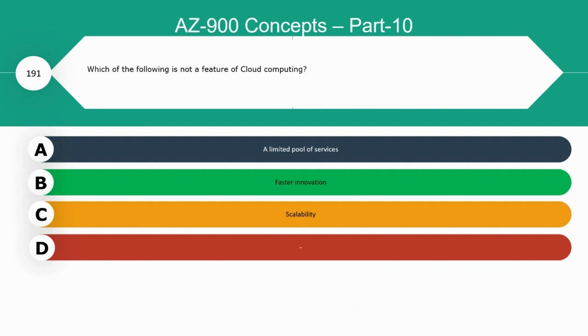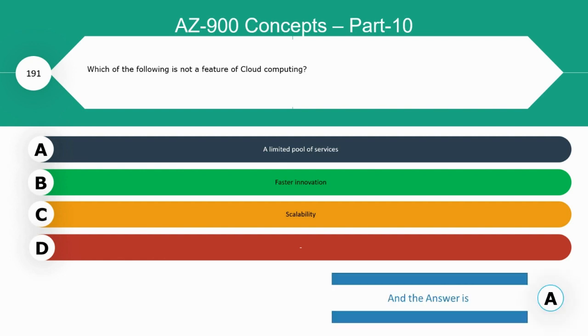Which of the following is not a feature of cloud computing? The options are A, a limited pool of services, option B, faster innovation, option C, scalability. Here, scalability is a prime feature of cloud. Innovation using the best of breed of services and resources available in the cloud is a feature again. And so option A is the correct answer. Since cloud supports an abundant number of services, reference to a limited pool of services is the correct answer for selection. You should note the question once again: which of the following is not a feature? And so a limited pool of services is the correct answer.